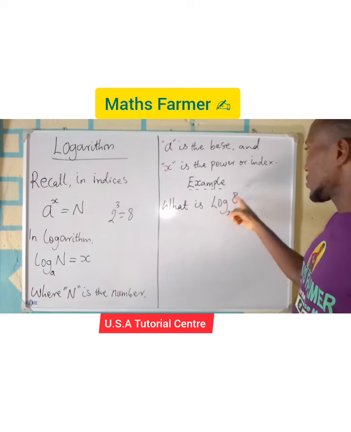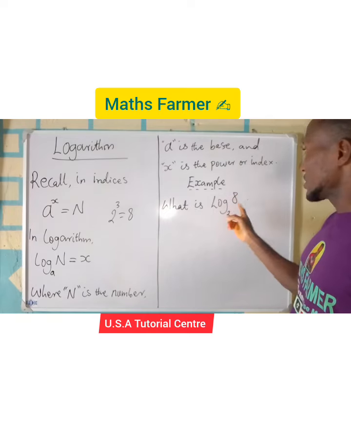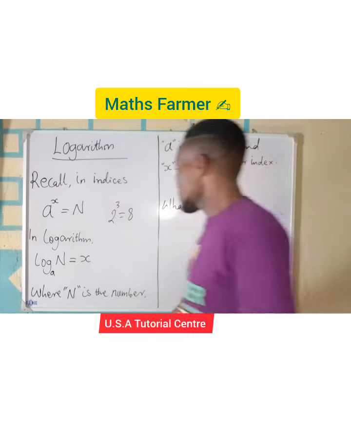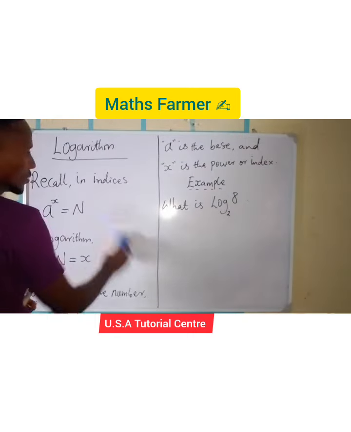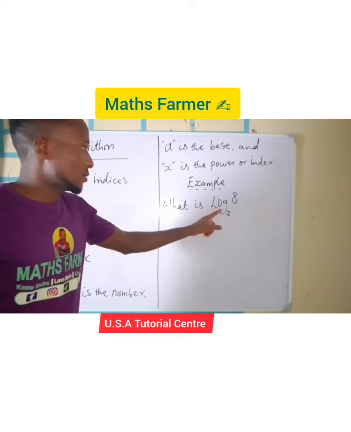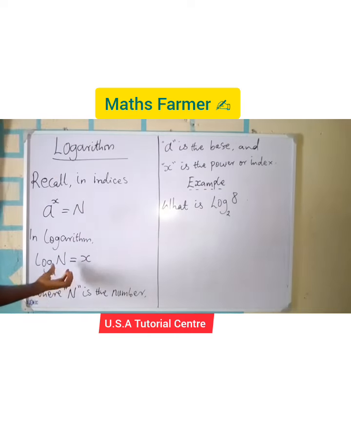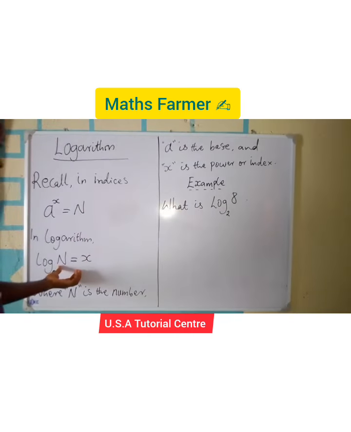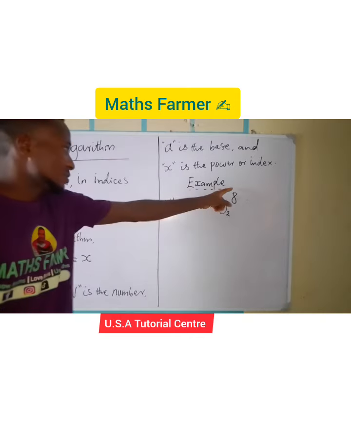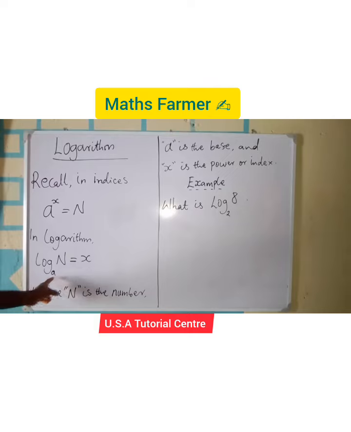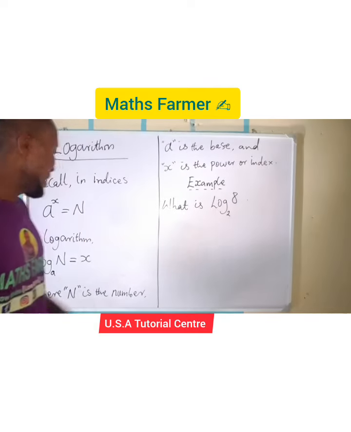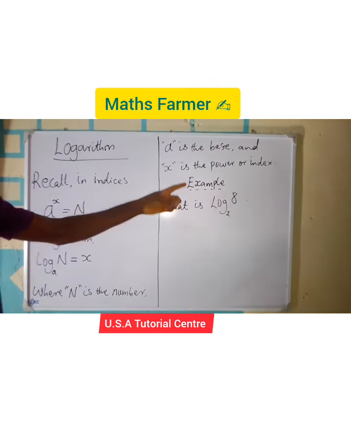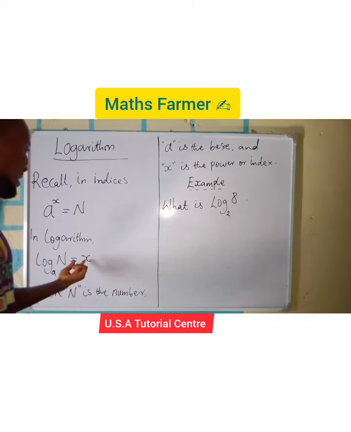So now we have a question before us here. They say, what is log 8 base 2? Now, based on my explanation, the three variables we have here: n here is 8, that's the number. A here is what? 2. What are they asking? What is missing here? What is missing here is what? X.